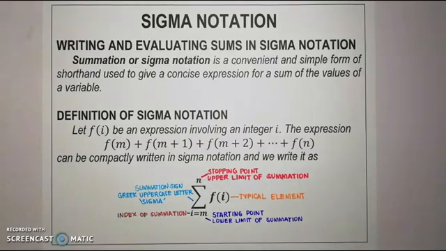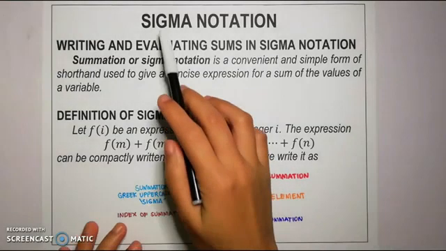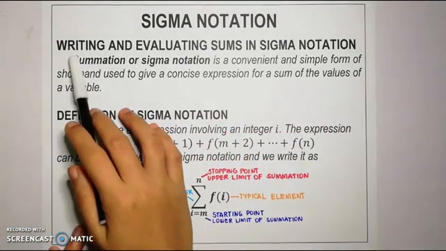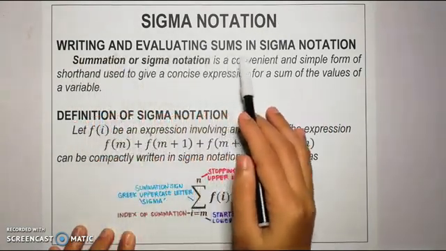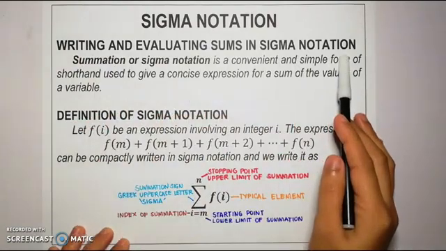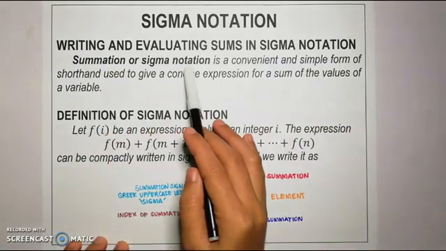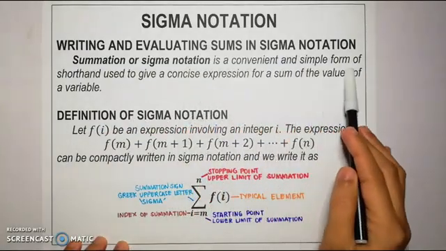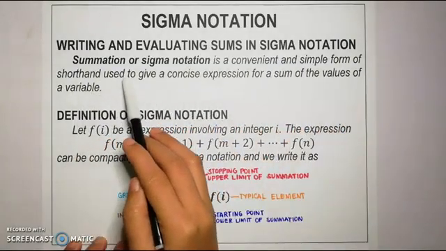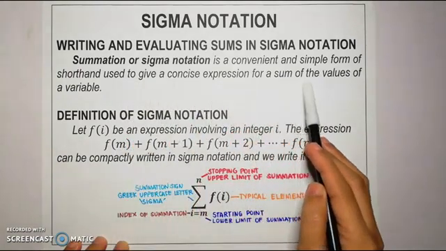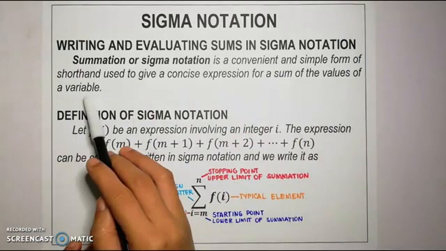In this video, we will be talking about sigma notation. So our subtopic for today is about writing and evaluating sums in sigma notation. Summation or sigma notation is a convenient and simple form of shorthand used to give a concise expression for a sum of the values of a variable.